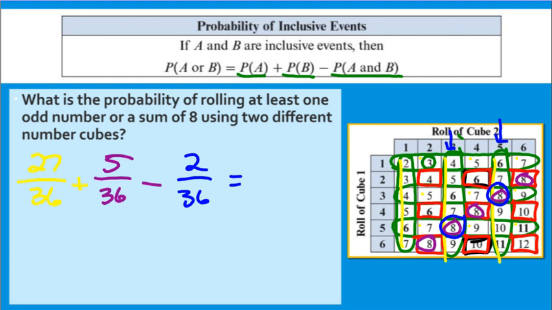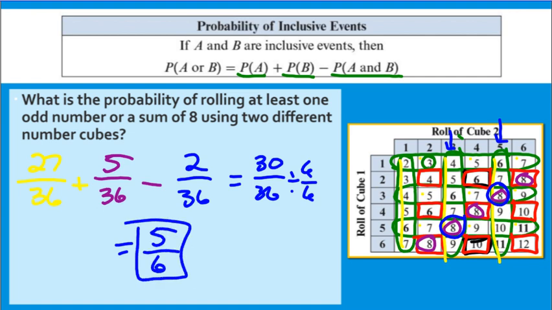Now if I add them together, 27 plus 5 is 32. 32 minus 2 is 30. 30 over 36 divided by 6 gives you an answer of 5 over 6. So the probability of rolling at least one odd number or a sum of 8 would be 5 out of 6. So that's a very good chance of that happening.